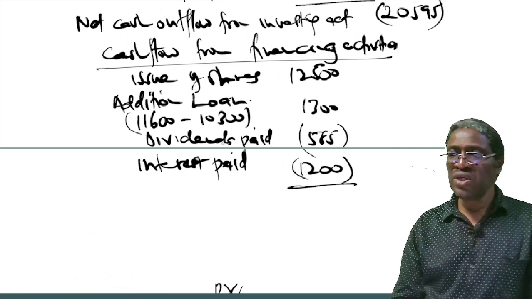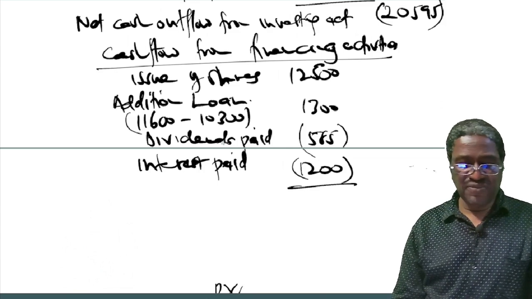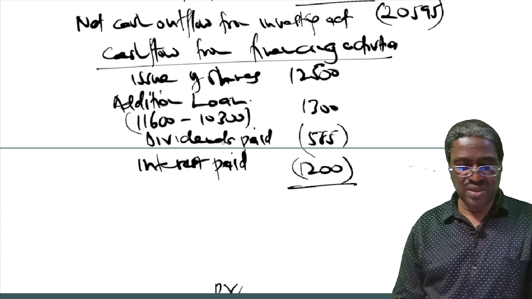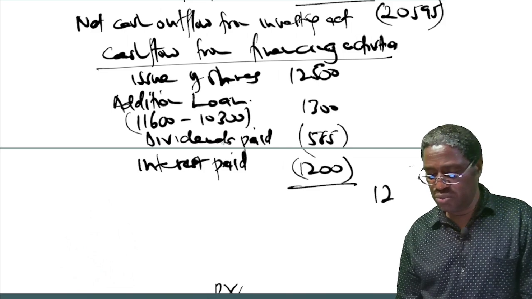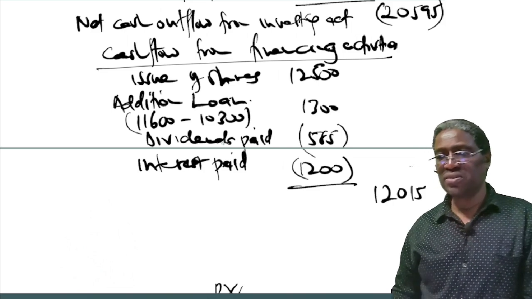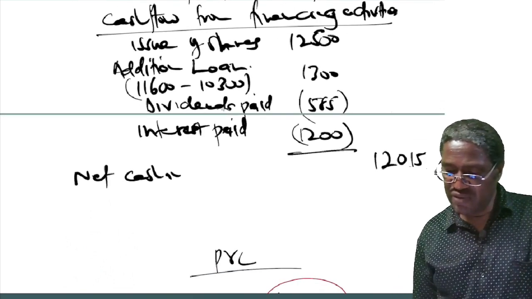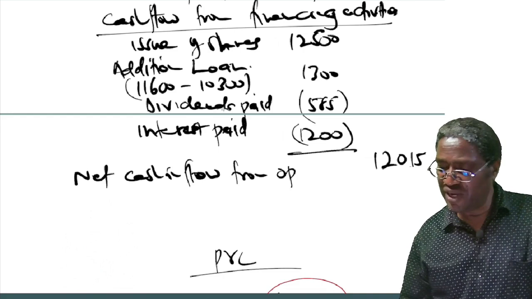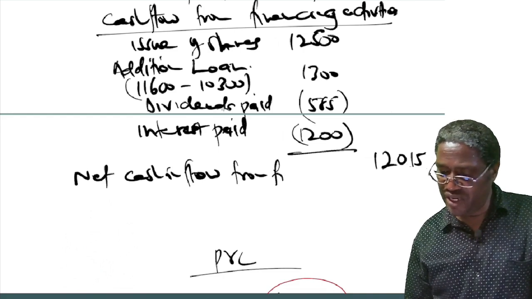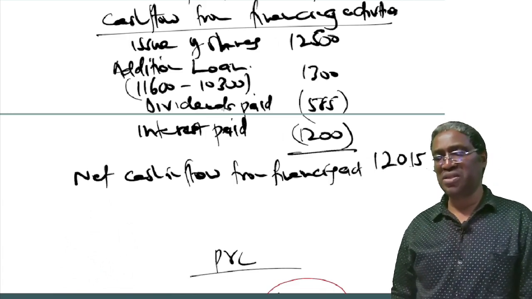Good. So now we get the totals, 12,500 plus 1,300 minus 585 minus 1,200. I'm getting a positive 12,015. Put it on the extreme, 12,015. And being a positive, I call it net cash inflow from financing activities.